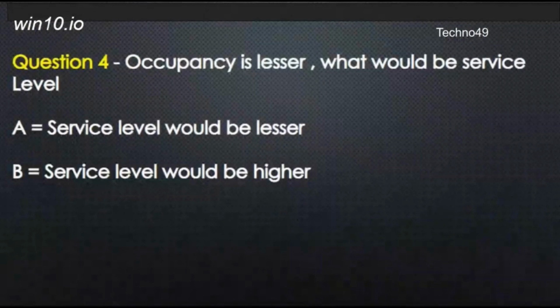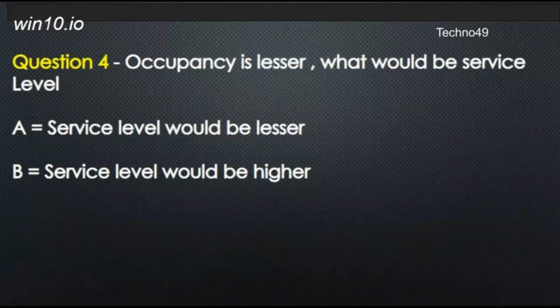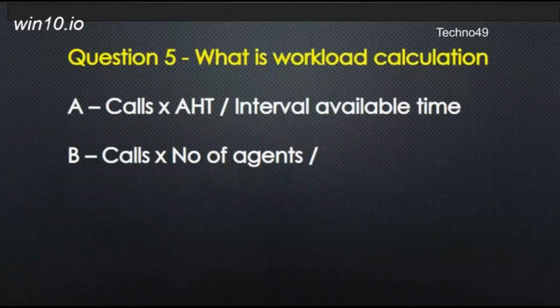Question number 4. Occupancy is lesser. What would be service level? So the correct answer is B, service level would be higher because less number of calls are coming in and the agents would be having available time in between the calls, so that will result in a higher service level. Question number 5. What is workload calculation? So the correct answer is A, calls multiplied by AHT divided by interval available time.